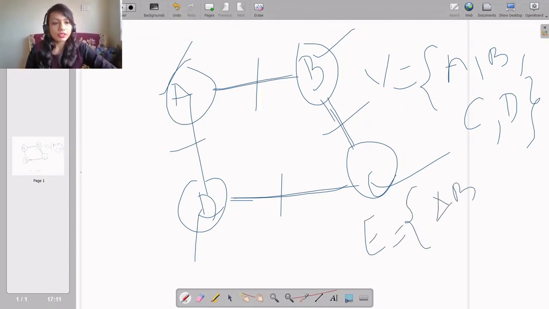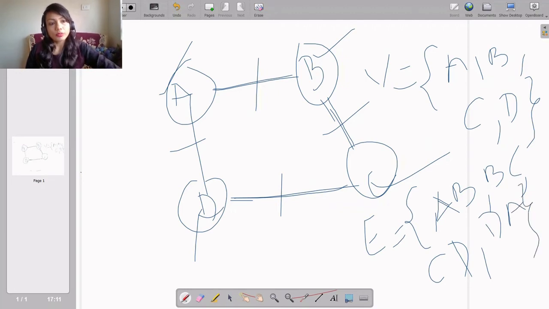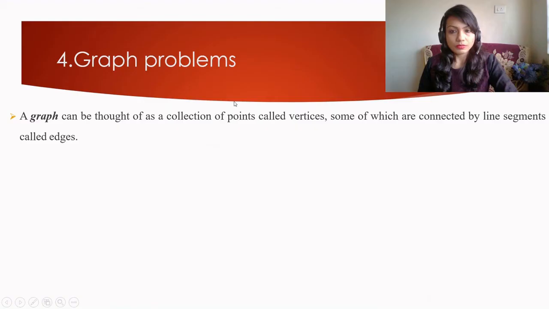AB, BC, CD, DA. Since it is an undirected graph, AB is equal to BA, BC is equal to CB, CD is equal to DC, and DA is equal to AD. So now let's see where these graph problems are used.